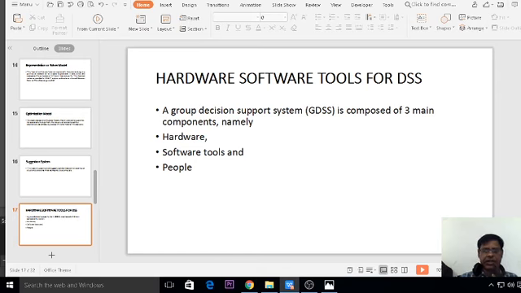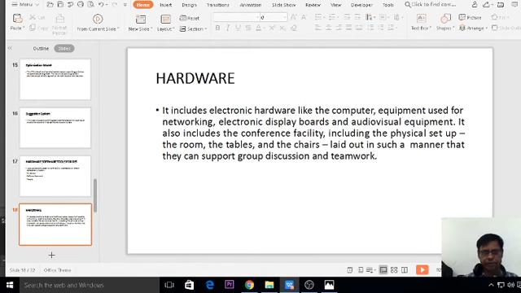Okay, system, we can say organization is also one system, and this computer system is also a system. So the information related to the computer is known as the hardware system. A group decision support system, that is GDSS, is composed of three main components: hardware, software, and manpower. Manpower is nothing but the people.